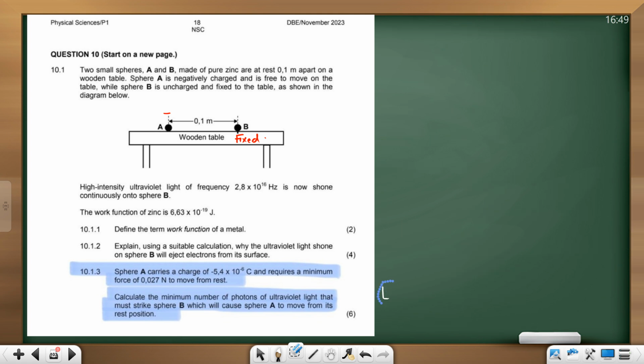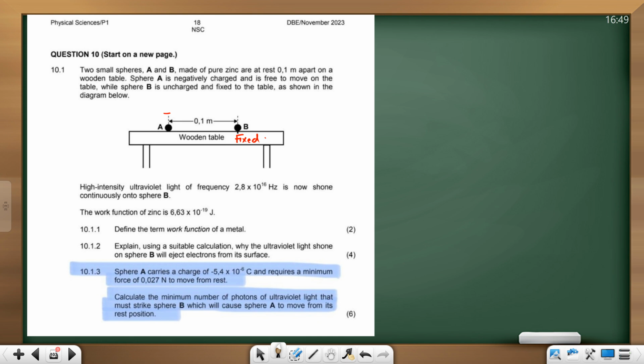Sphere A carries a charge of negative 5,4 times 10 to the power negative 6 and requires a minimum force of 0,027 newtons to move from rest. Let's understand, it needs that force. Calculate the minimum number of electrons or photons of ultraviolet light that must strike B, which will cause A to move. Interesting. Let's go back. We want A to move.